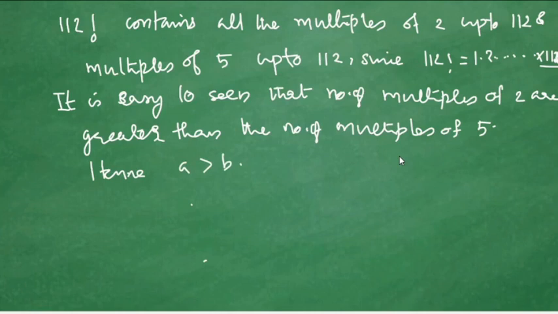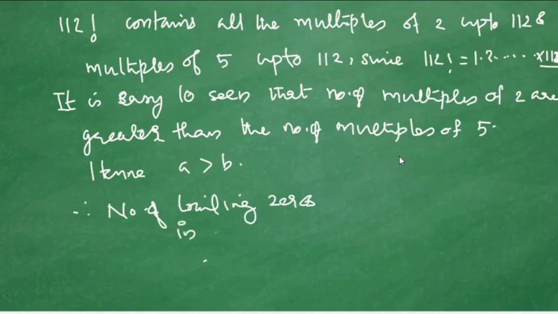So in order to find the number of trailing zeros in 112 factorial, it is the same as the number of highest power of B. That means the number of highest powers of 5 in 112 factorial. That is, this is equal to B.